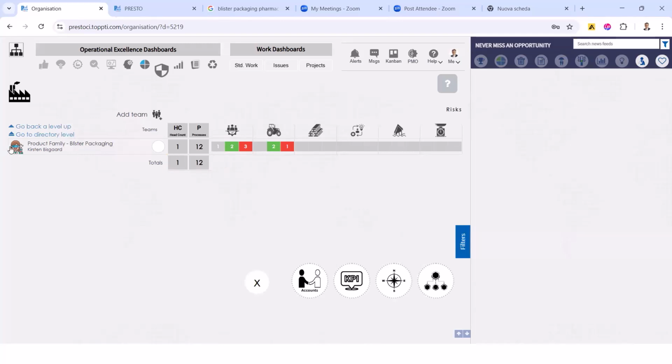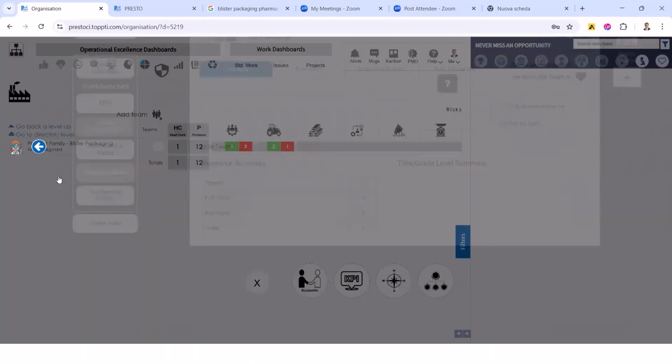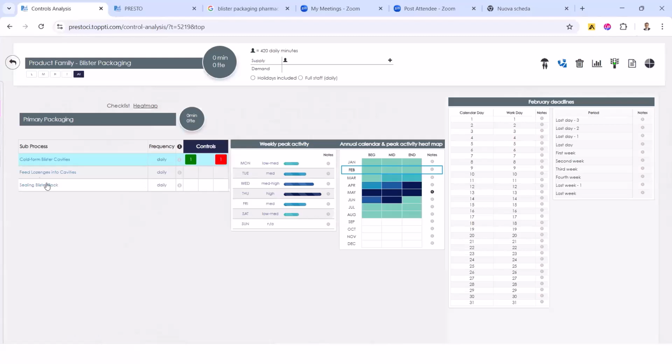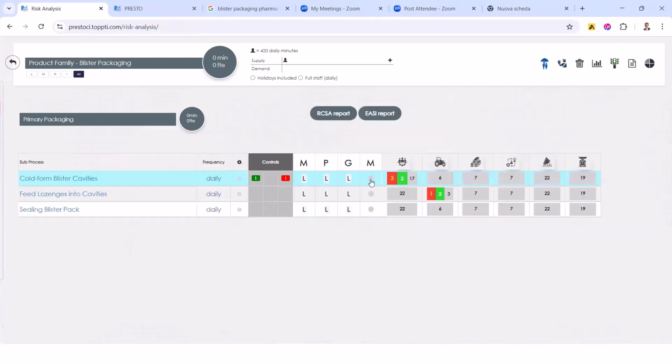So at this point in time, we're going to go back to our process workbench. And now you can see here, I put one strong control on cold form blister cavities. I put one weak control on cold form blister cavity. So immediately, you as a team leader, a manager, a quality controller know, okay, there's something here that could make things go bad. So let's go back to this now. You can see we're starting to identify, we got 3 risks here, we got a weak control.